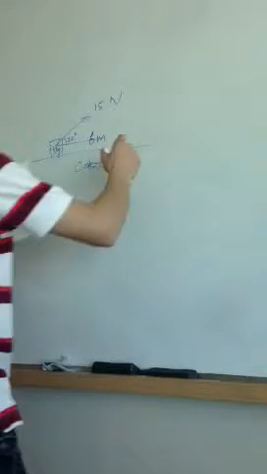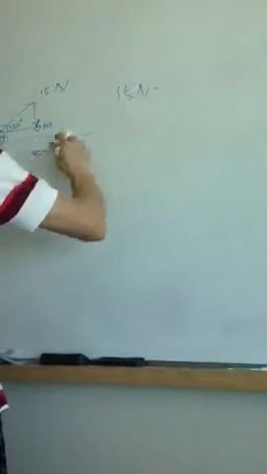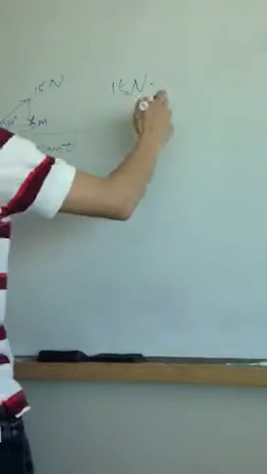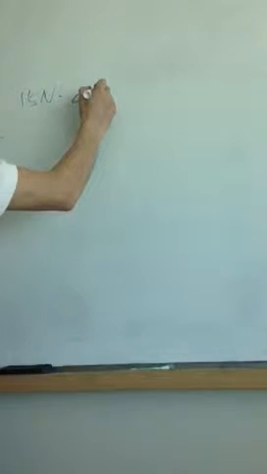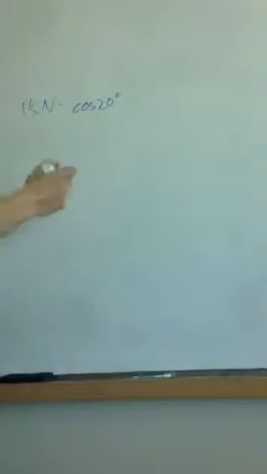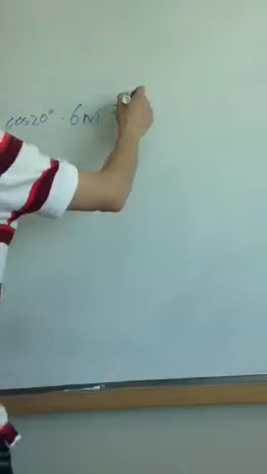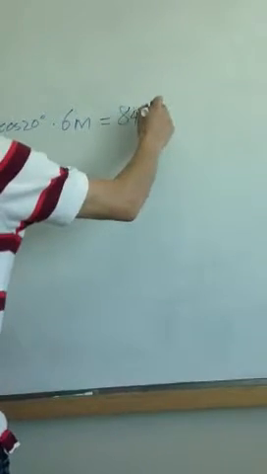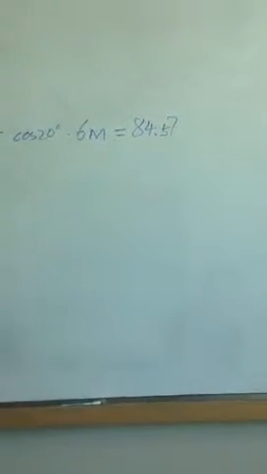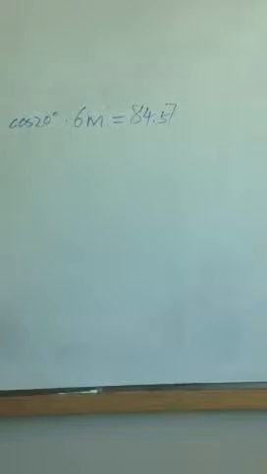Okay, so you just find the component along the horizontal line. So it's cosine 20 degrees times the distance, which is 6 meters. Then you get 84.57, which is C, right? Yep.